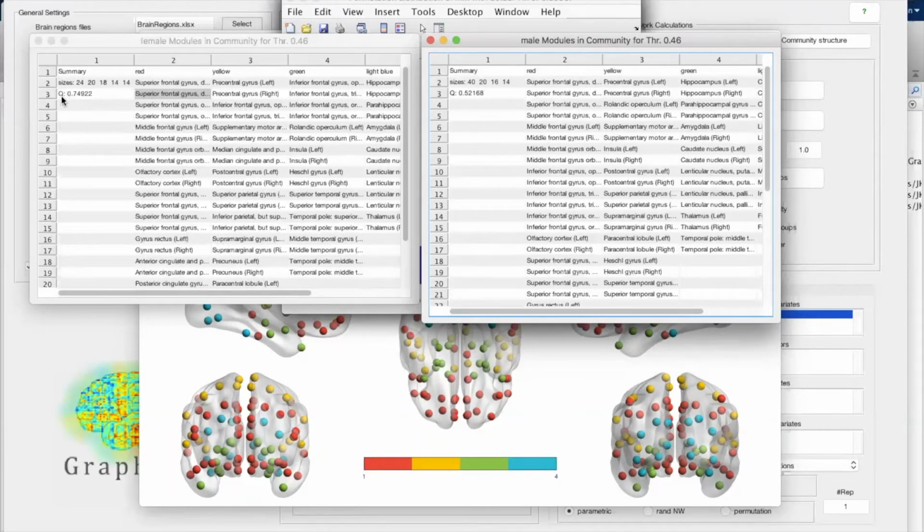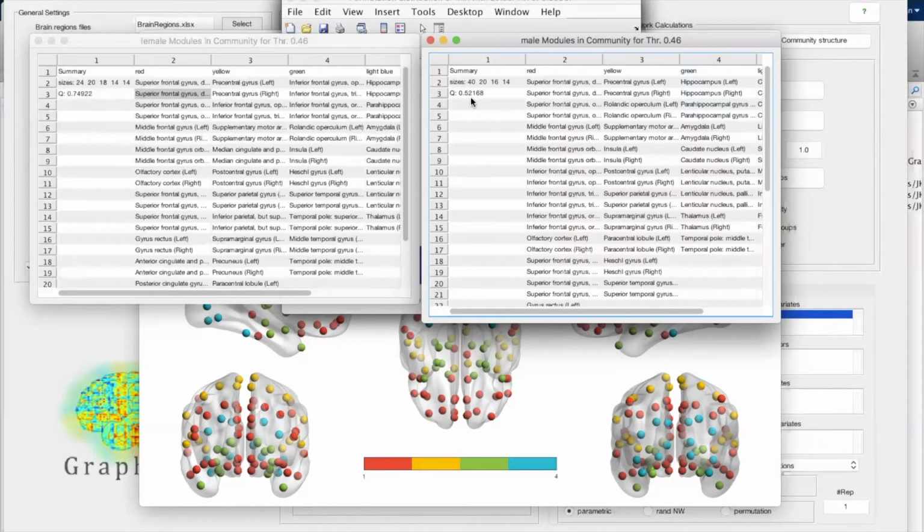What we have here is Q, the quality index for the female group, and the Q for the male group is 0.52. Now we want to see whether this quality index is different between the 2 groups. So we'll compute the difference between them.